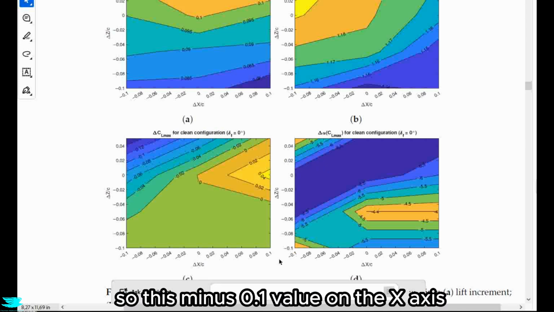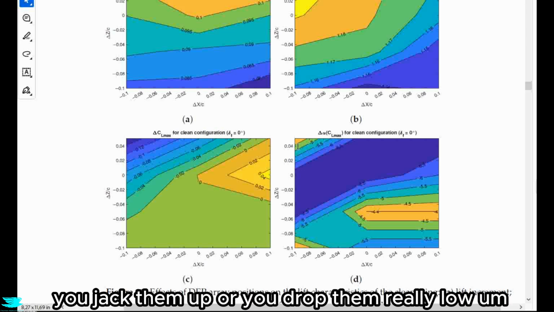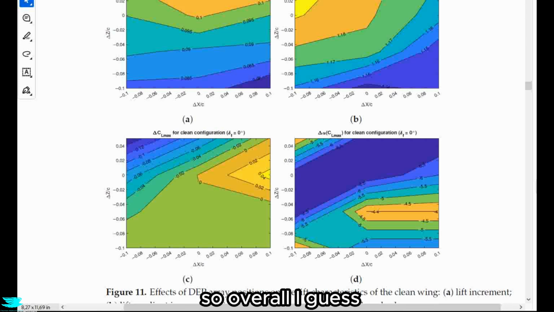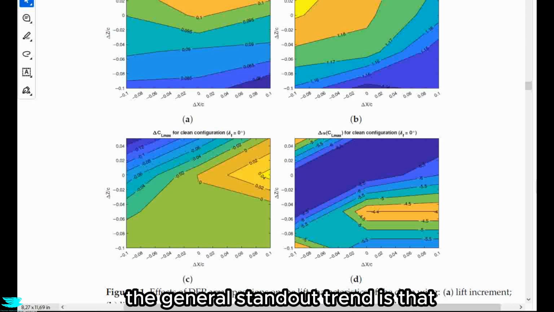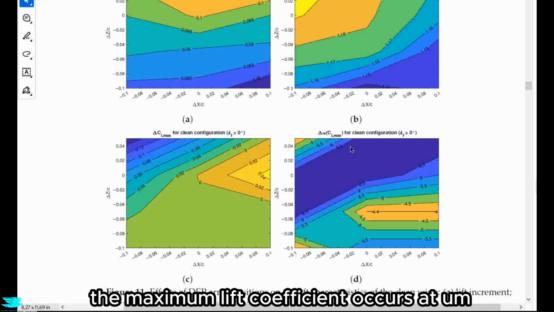So this minus 0.1 value on the x-axis, and then you either move them really high up, you jack them up, or you drop them really low. So overall, I guess the general standout trend is that raising the depth up reduces the angle at which the maximum lift coefficient occurs.